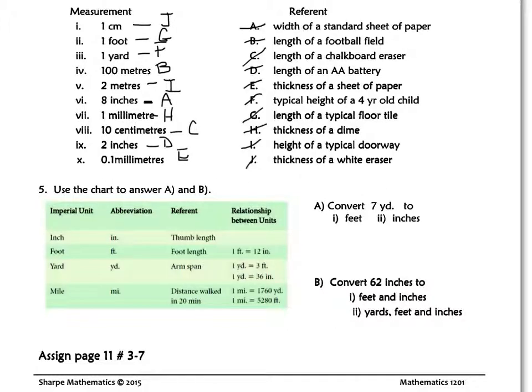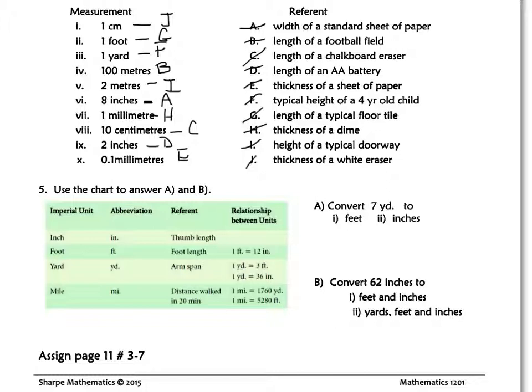Okay, so the last question asks us to use the chart that's provided to answer questions A and B. The chart shows you the relationship among the different units of measure in the imperial system. The first one given is that a foot is exactly 12 inches. A yard is 3 feet, and if every foot is 12 inches, that could also be seen as 3 times 12 or 36 inches. And the mile is 1,760 yards, which if every yard is 3 feet, then multiplying by 3, you would get 1 mile is also 5,280 feet.